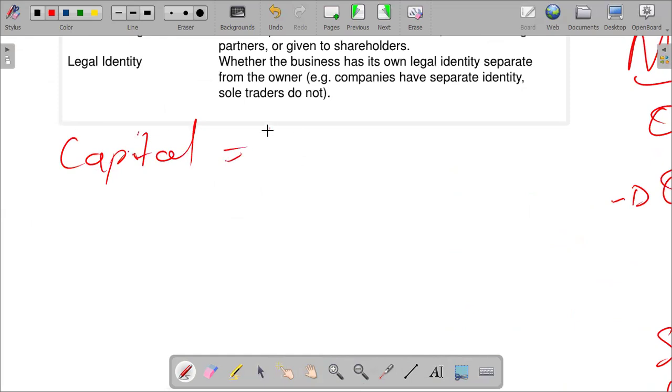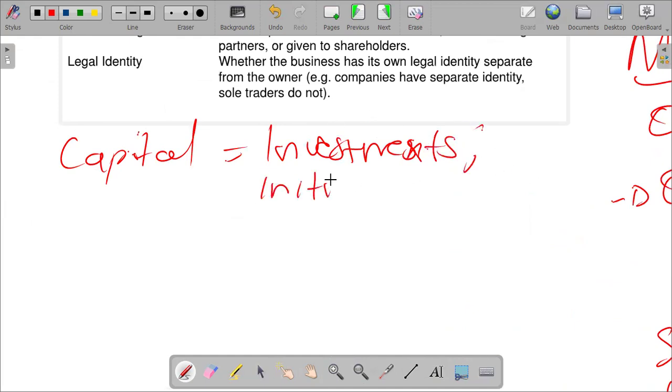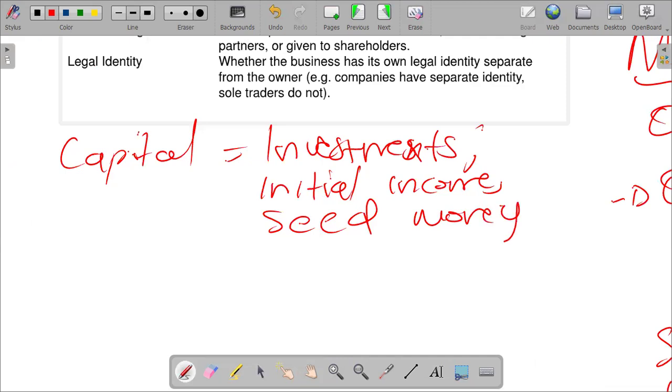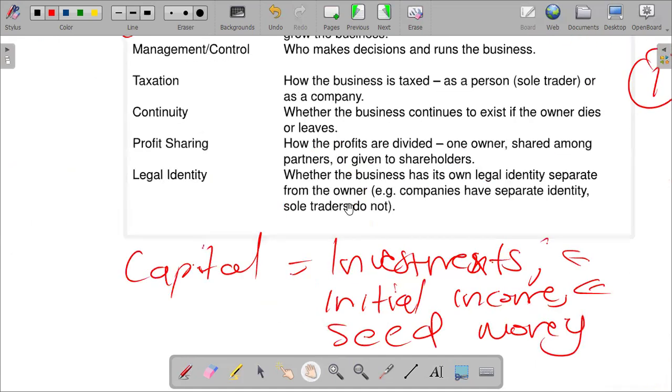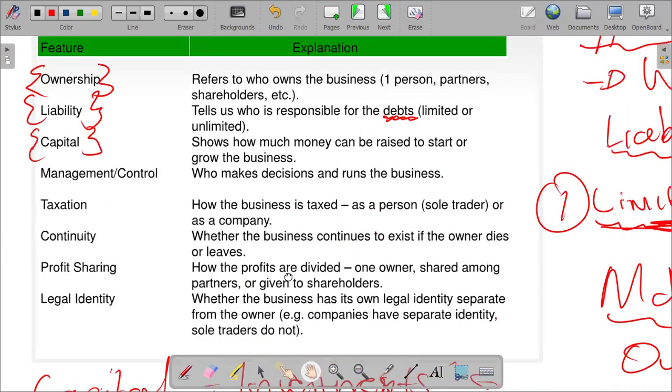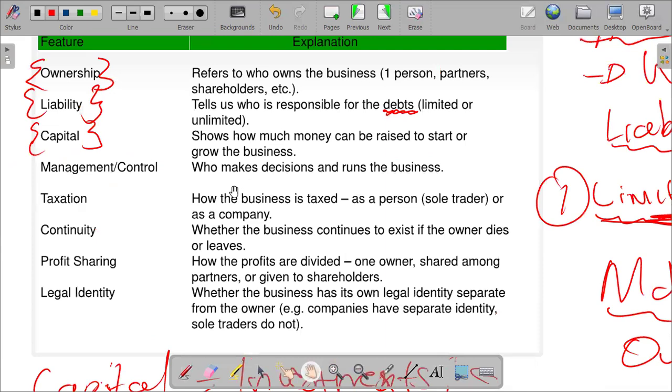Capital is simply your investments, your initial income, your seed money to do what? To start the business. Or in a case of a deteriorating business, that's where you want to grow your business. You'll ask for investments or you ask for more initial income, depending on where your business is. But basically, capital is the money that you use to either start or grow the business.